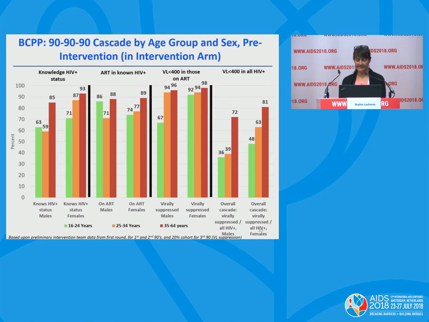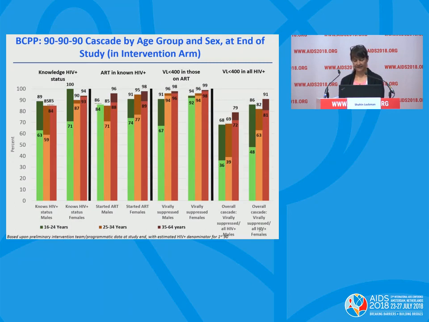You can probably see a now familiar pattern emerging, with the greatest gaps once again among young people, and for the first 90. However, this breakdown of the data shows even larger gaps in the first 90 and in overall viral suppression by age among men compared to among women. This is pre-intervention again.